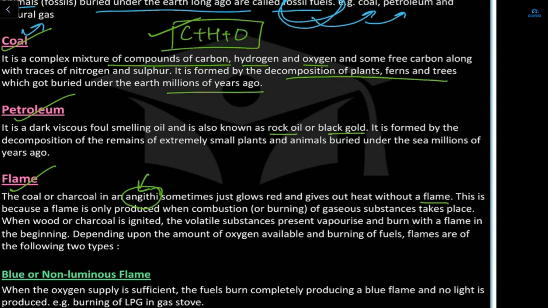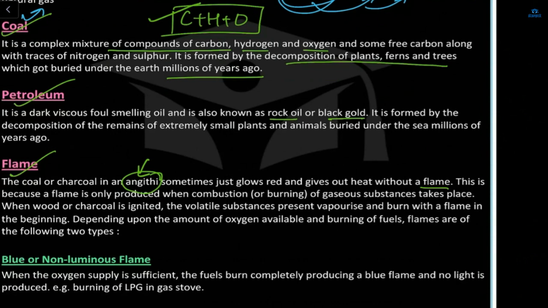Okay, so this is because a flame is only produced when combustion of a gaseous substance takes place. So when wood or charcoal is ignited, the volatile substances present vaporize and burn with a flame in the beginning. So depending upon the amount of oxygen and the burning of fuels, flames are of two types.